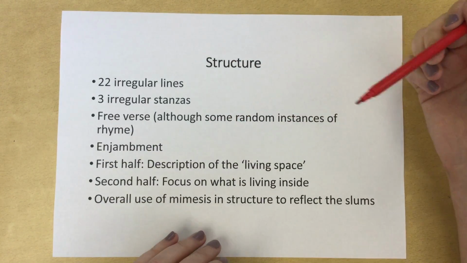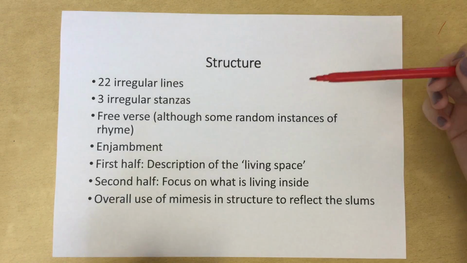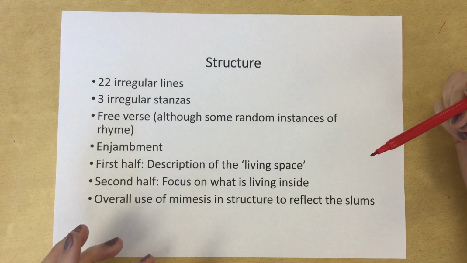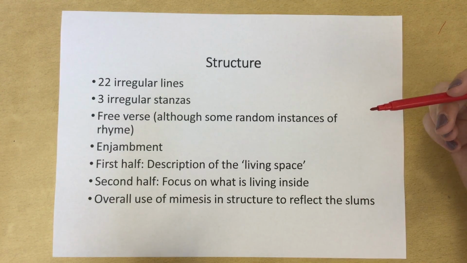There is use of enjambment, again, to show that this is possibly an ongoing problem in Mumbai and other sort of places with lots of slums. The first half of the poem focuses on the description of the living space, with the second half focusing on what's living inside that living space.